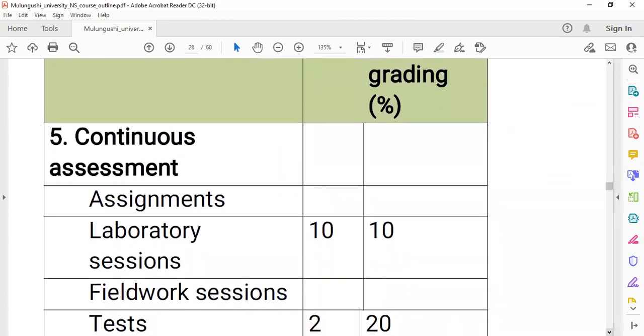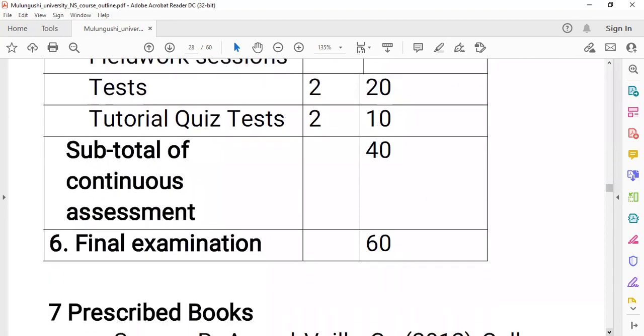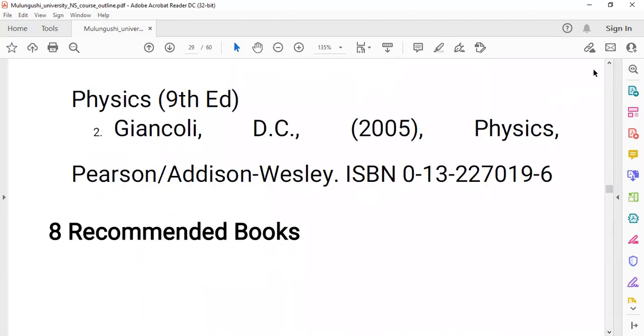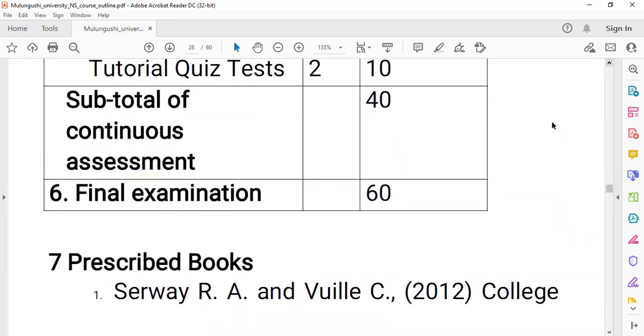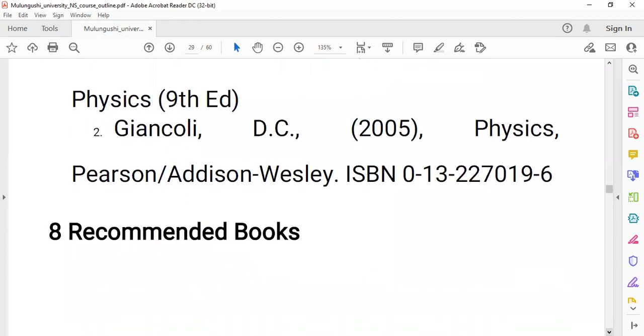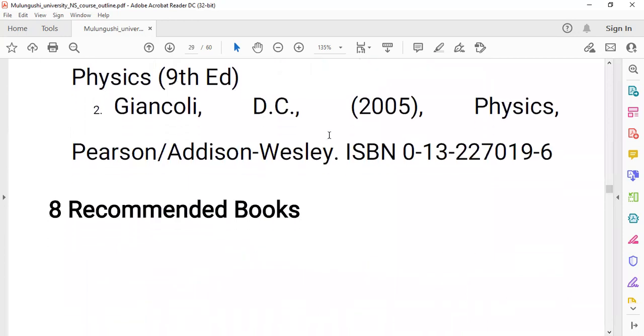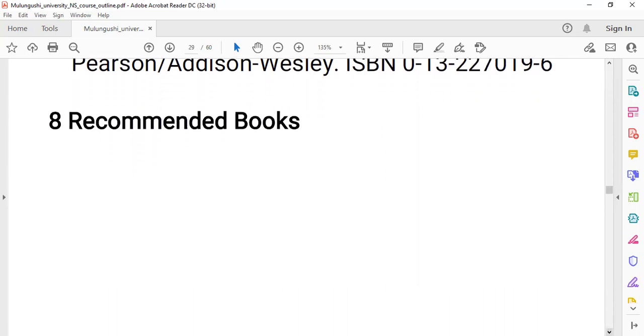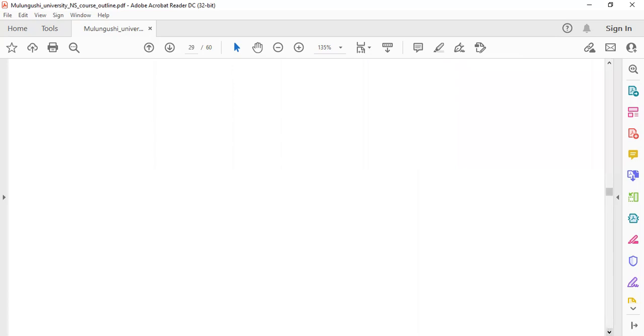Assessment is about 40% coursework, and the final exam is 60%. So the prescribed books for physics are College Physics, Pearson, and Addison Wesley.